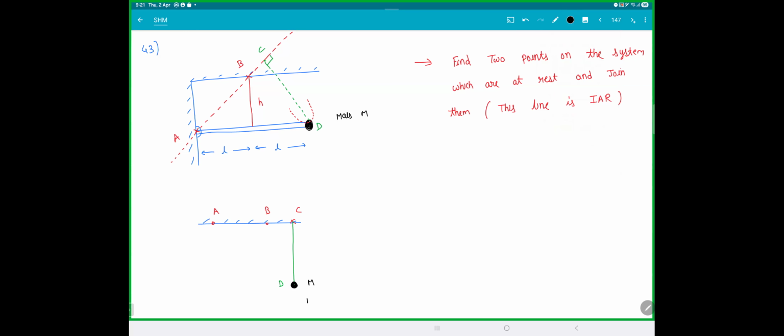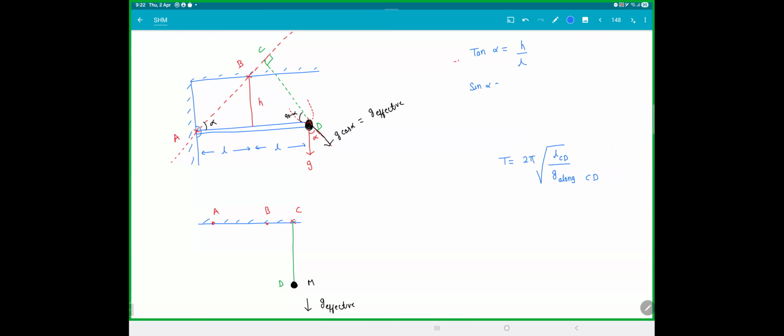So tan alpha will be h by L, and sine alpha is the opposite side. If you take the big triangle, here I'm taking the triangle ACD. Sine alpha will be opposite side CD by hypotenuse 12. You got everything. Dump it here. 2 pi root over length will be CD, which is 2L sine alpha, over G cos alpha, and that will be tan alpha. But tan alpha is h by L, so 2 pi root over 2h by G.